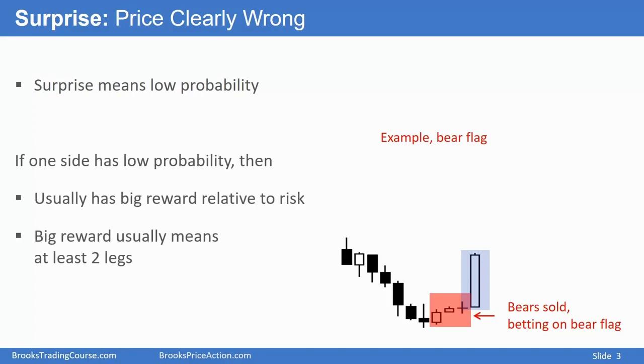In any trade where one side has low probability, that side usually also has high risk reward. The bulls had a low probability bet that we'd get the bull breakout. Because it's a low probability bet, it has good risk reward. And that means either small risk or big reward. Big reward usually means at least a second leg up.